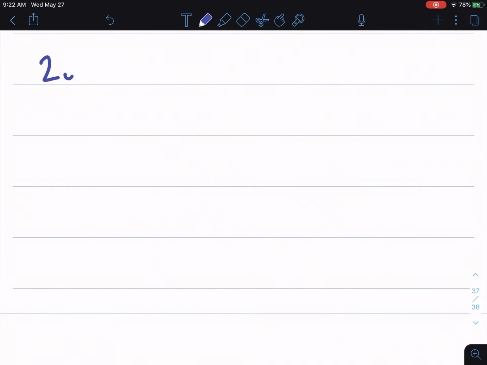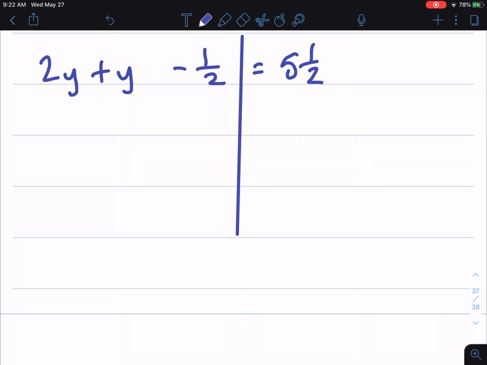So now we are on to row 7. We have 2y plus y minus 1/2 equals 5 1/2. Whoa, a lot there. Okay, so now I'm going to draw my barrier here, and I'm going to check on both sides, and I'm going to see that here on the left I have some like terms that I can combine to clean it up. And I'm going to also put my invisible 1 in front of that y. So I have 2y plus 1y. That's 3y. Minus 1/2 equals 5 1/2.